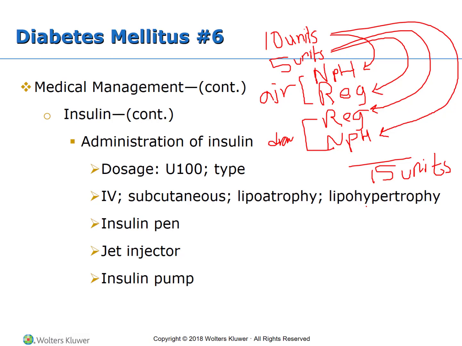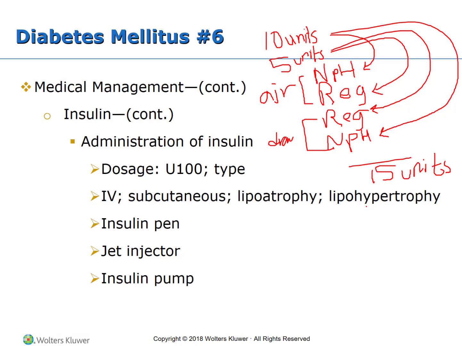Now, when we're giving subcutaneous injections, you need to know where the site is. So generally, we give it in the abdominal fatty tissues. Make sure you know that you need to leave space about 2 inches around the umbilicus. You are not going to inject insulin in that 2-inch circumference, 2-inch diameter.